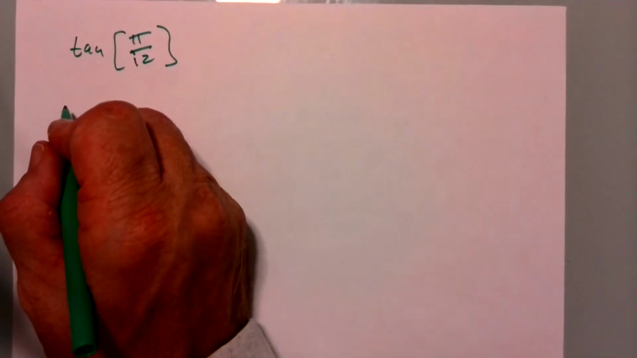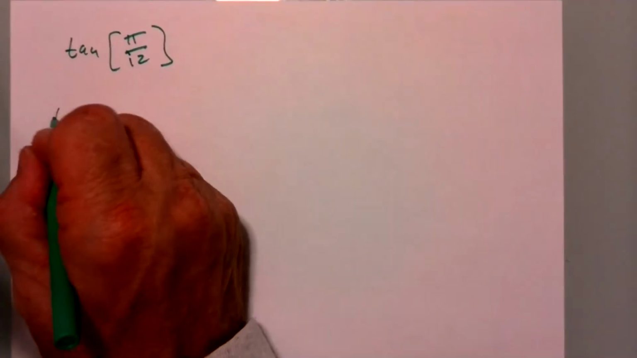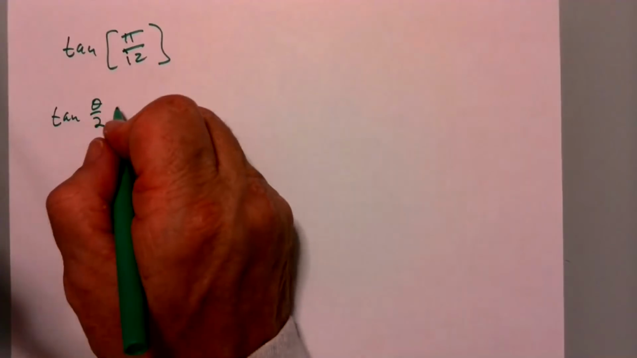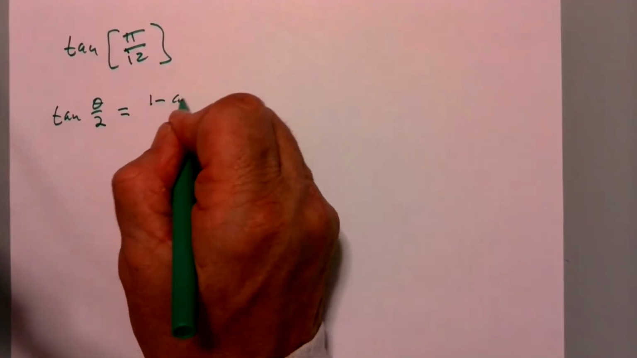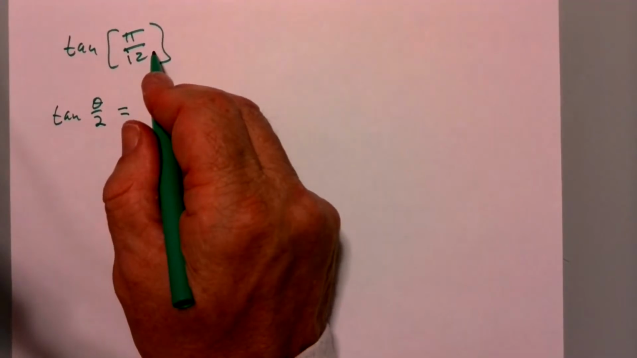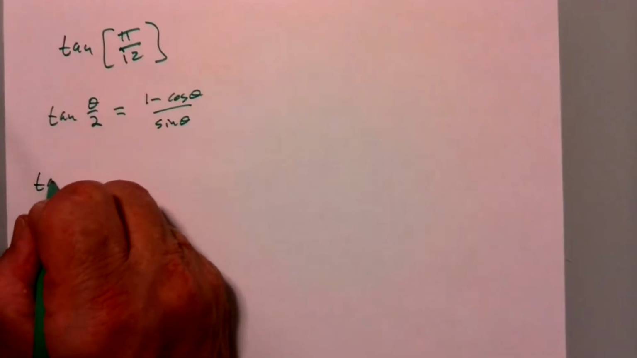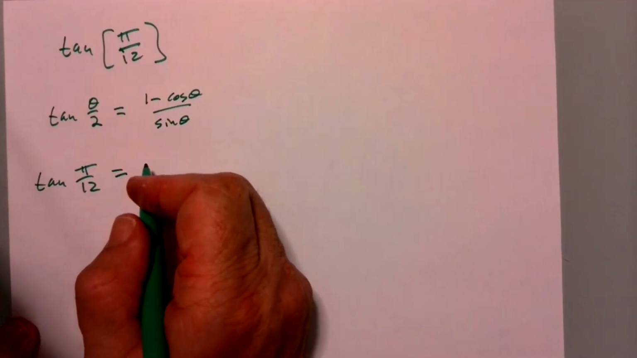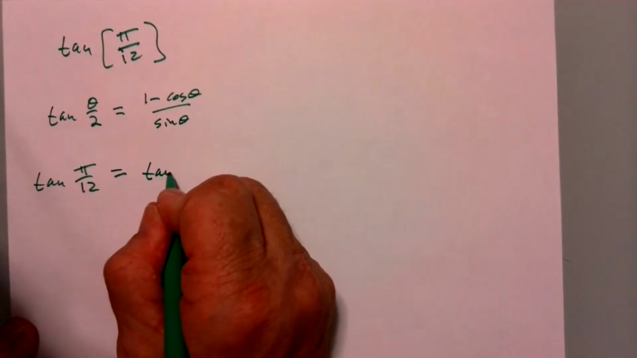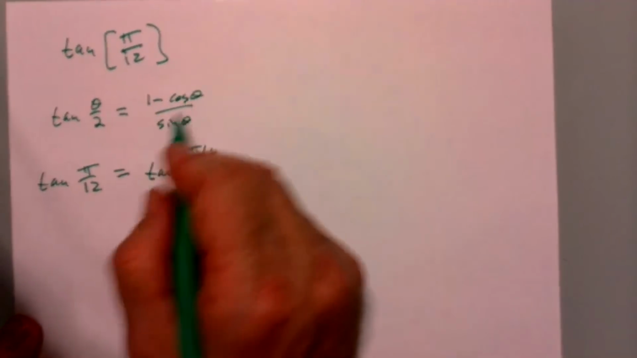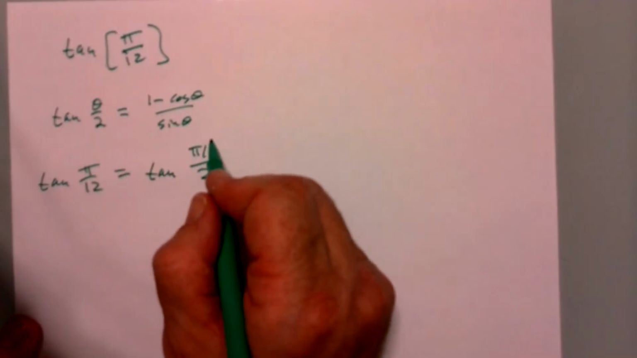So the identity that I'm going to want to use will be tangent of theta divided by 2 is 1 minus cos theta over sine theta. Now, I need to somehow get tangent pi over 12. So pi over 12 is half of something. Pi over 12 is half of pi over 6. So I'm going to say tangent pi over 6 divided by 2. So if that's the case, I am using pi over 6 here as standing in for theta there.